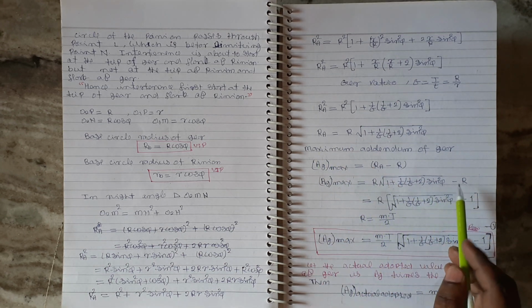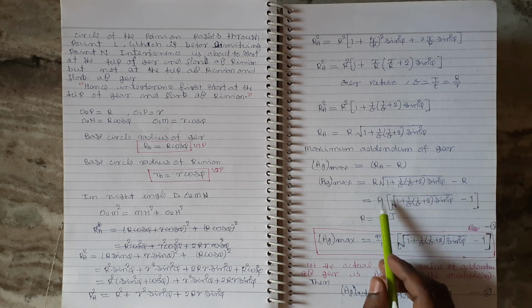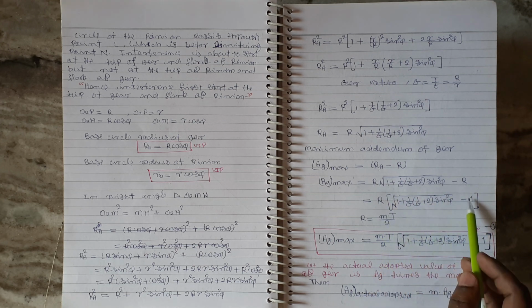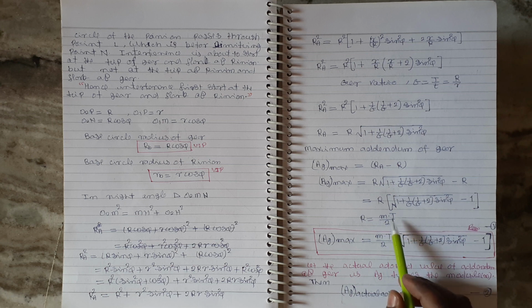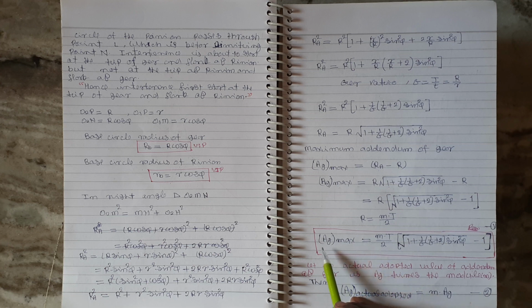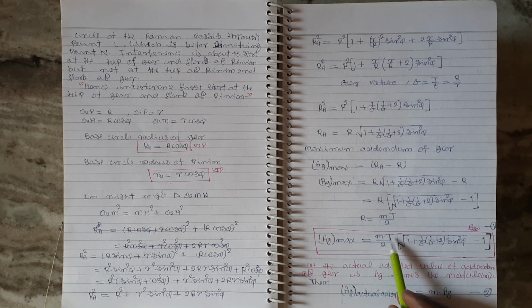So I am getting this. Take this capital R from this, both outside. So I am getting this one. Here I will get minus 1. I know that the pitch circle radius of the gear, capital R, is equal to m into capital T divided by 2. Let us put the value of capital R here. So what I am getting is that the maximum addendum of the gear, AG max, is equal to m into capital T divided by 2, under root 1 plus 1 by G, inside the bracket 1 by G plus 2 into sine square phi. Then outside this root is minus 1.